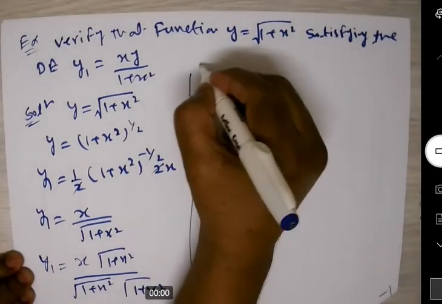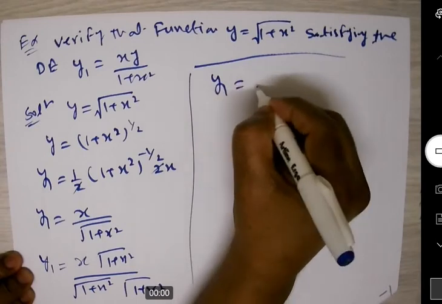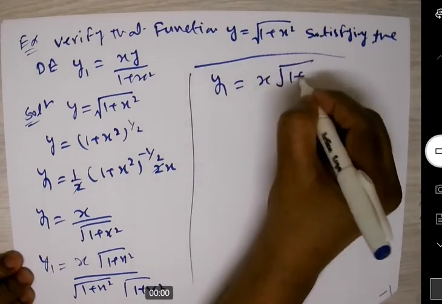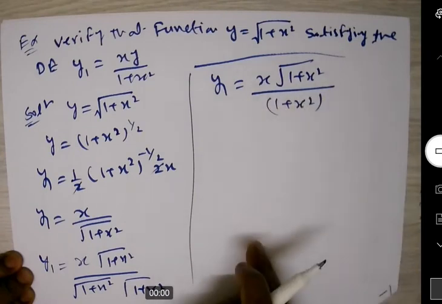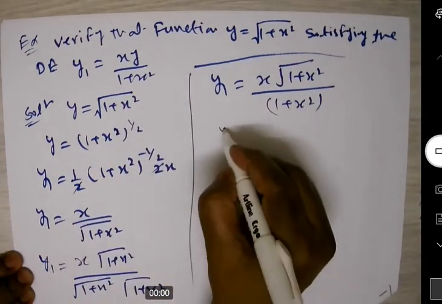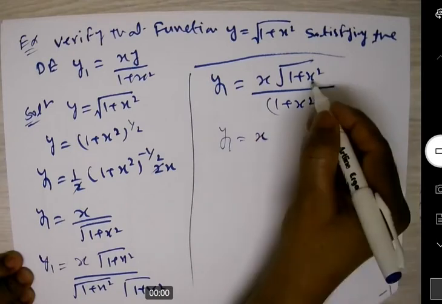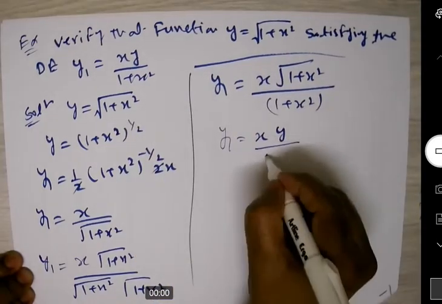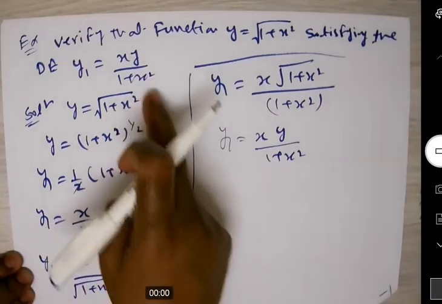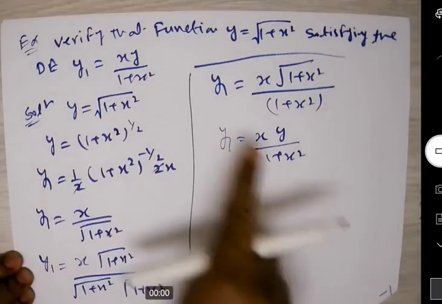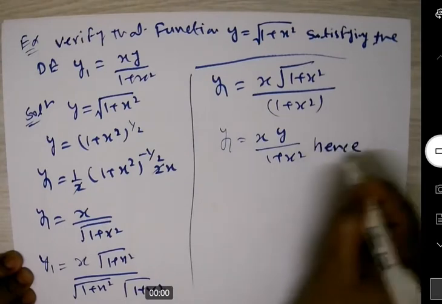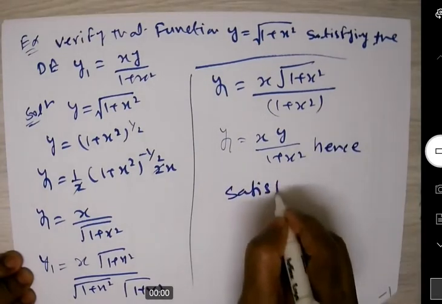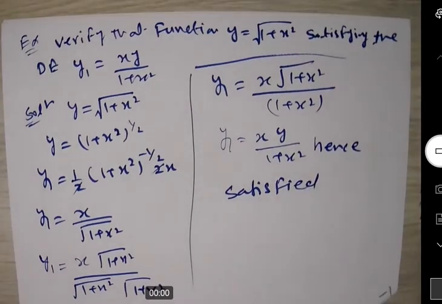So what becomes now? This becomes y1 equal to x over square root of 1 plus x square, divided by 1 plus x square. Now see that one, y1 equal to x, and 1 plus x square is y divided by 1 plus x square. So see that one, this satisfies x y divided by 1 plus x square, hence satisfied. That means this is your answer. Hopefully you understand, my dear friends.